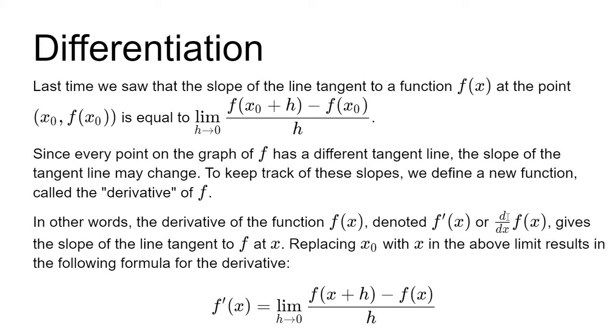or this thing right here, d over dx. This is not a fraction, that's a special notation, it stands for derivative. The derivative with respect to x of the function f. This is a new function, f prime, or d over dx of f. That function gives the slope of the tangent line for the function f at x. So in other words, if we replace x sub 0 up here in our definition of slope of tangent line with just plain x, we get this formula right here for the derivative.